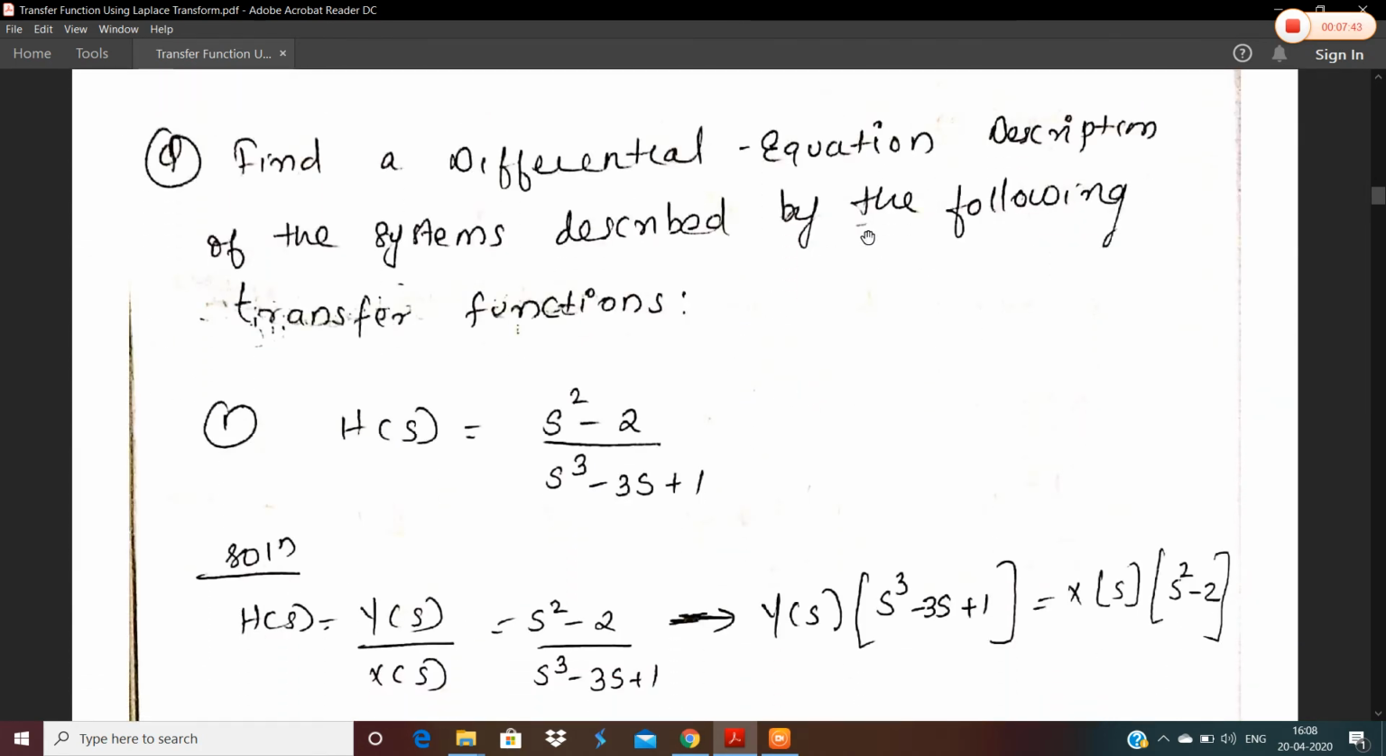Next section, it is just the inverse of what we have dealt with just now. That is, we have to find the differential equation if we are given the transfer function. The question is: find a differential equation description of the systems described by the following transfer function. You are given the transfer function, and we know that the transfer function is nothing but y of s by x of s.